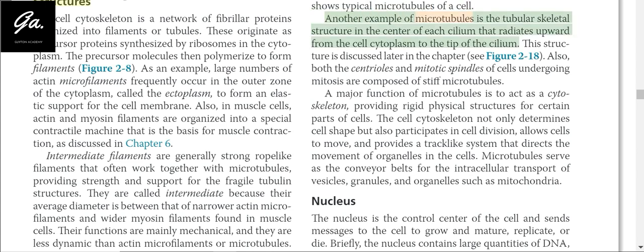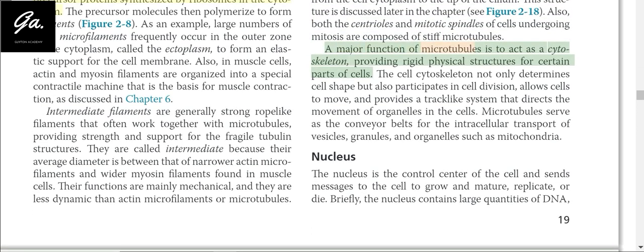Another example of microtubules is the tubular skeletal structure in the center of each cilium that radiates upward from the cell cytoplasm to the tip of the cilium. This structure is discussed later in the chapter also. Both the centrioles and mitotic spindles of cells undergoing mitosis are composed of stiff microtubules. A major function of microtubules is to act as a cytoskeleton, providing rigid physical structures for certain parts of cells.